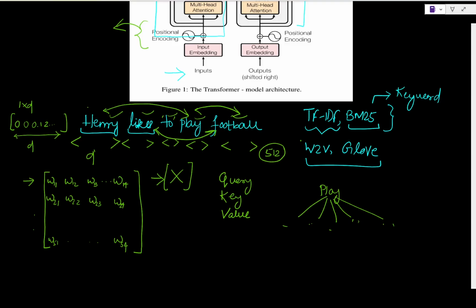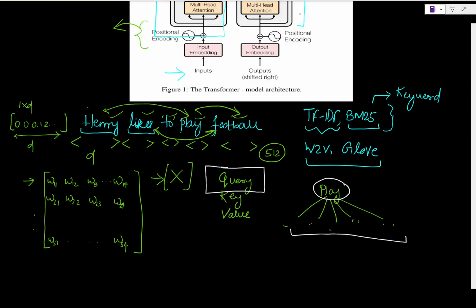So the word that we will be looking at, the word for which we will consider how much importance we should assign to the remaining words, that will be called the query. Of course, each word will become query at some point of time. So in this example, play is your query. What is key? Key is basically the remaining words with which we are comparing the current word in consideration, or the query. So in this case, all the remaining words are the keys.